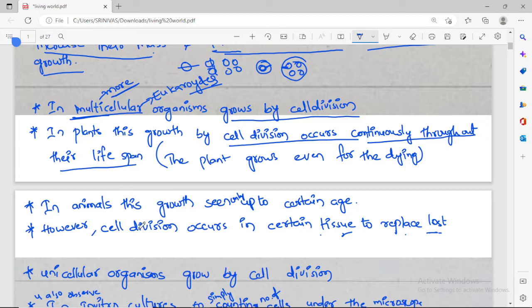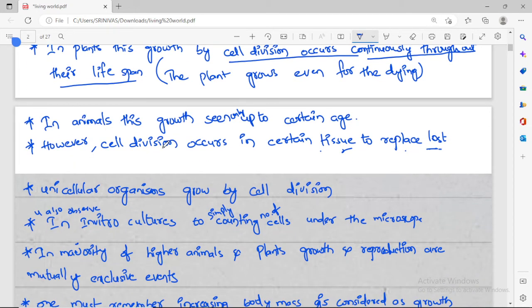Next, we take animals. What happens in animals? This growth is seen only up to a certain age, whereas in plants it continues throughout their lifespan. However, cell division occurs in certain tissues to replace lost cells. Tissue means a group of cells.